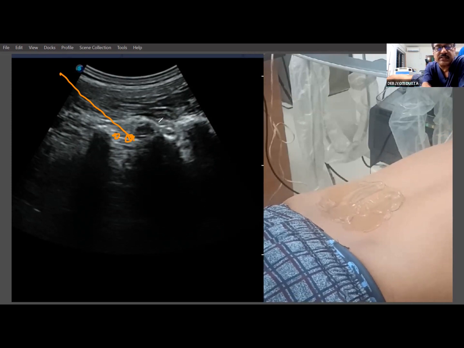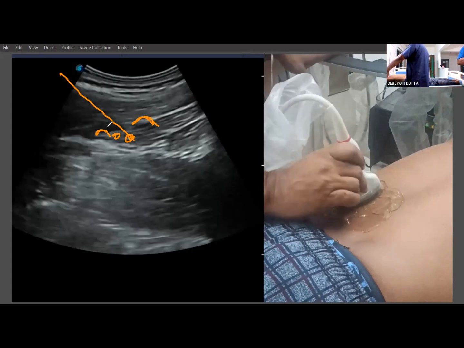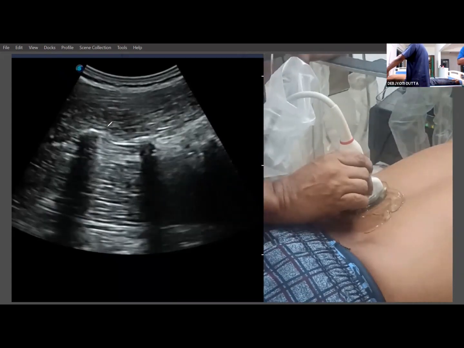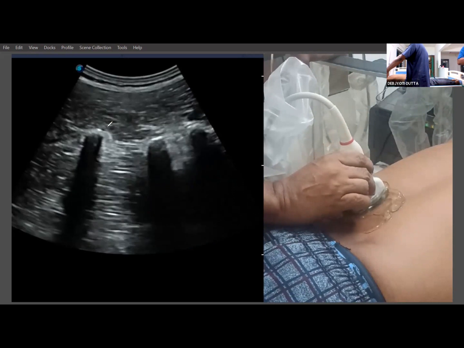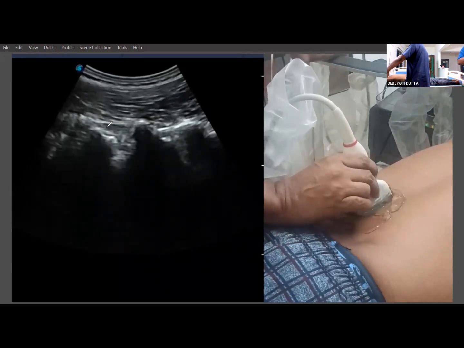So you understand, these are the two important structures. One is your articular process, this is your transverse process. Again, I am showing you, just follow it. So I am going here, the transverse process view, and suddenly what is happening?